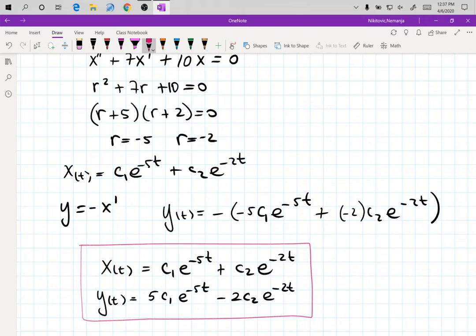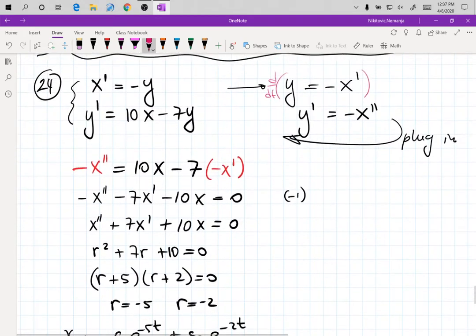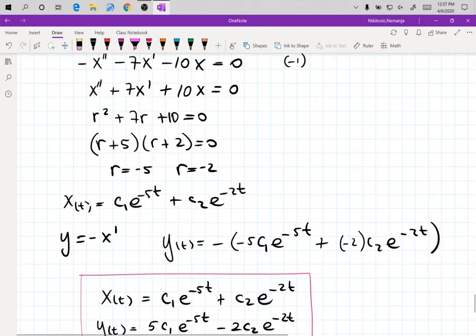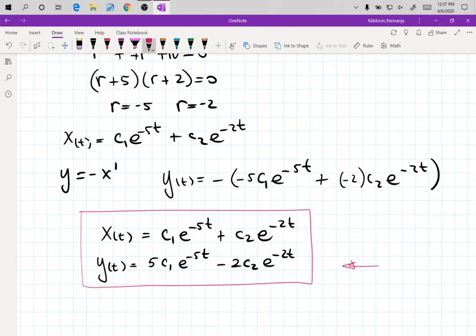What did you say? You don't believe me? Well, then check it. Plug in both, make sure they work. Right? Would y prime be the same as 10 times x minus 7 times y? Just work out the arithmetic, right? Differentiate this and equal it to 10 times this one minus 7 times that one, and it has to work out.